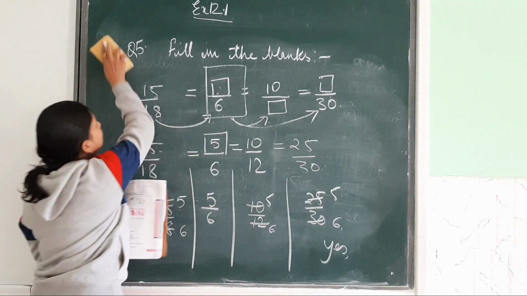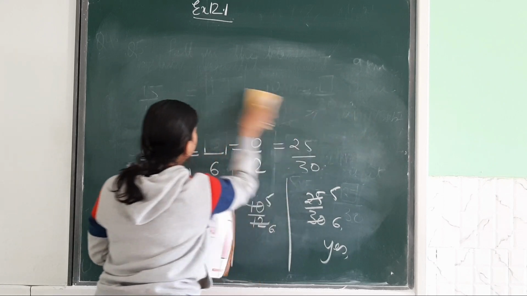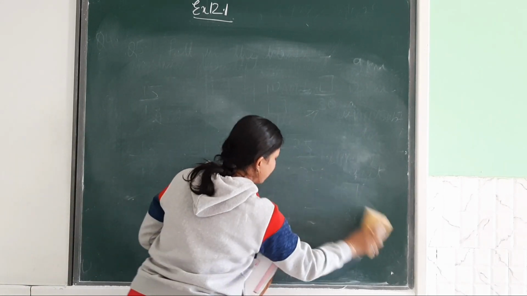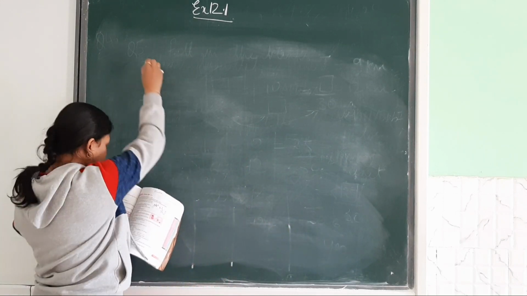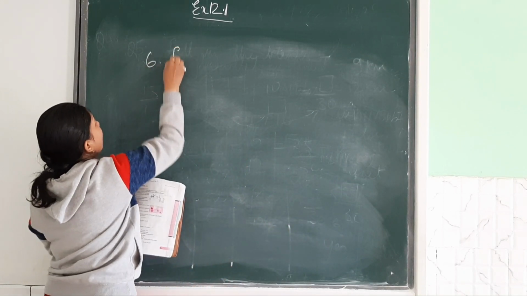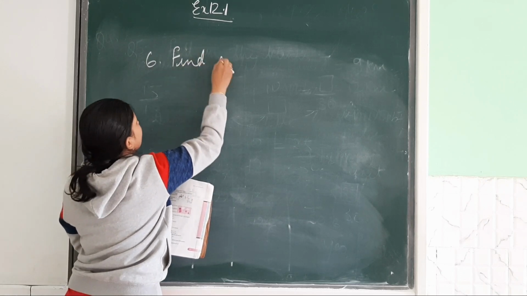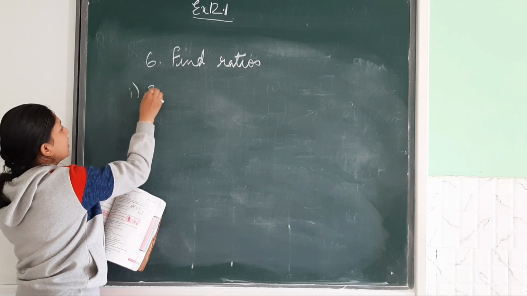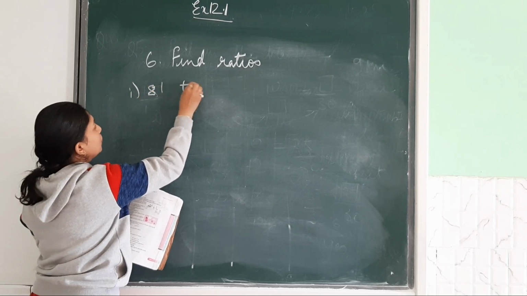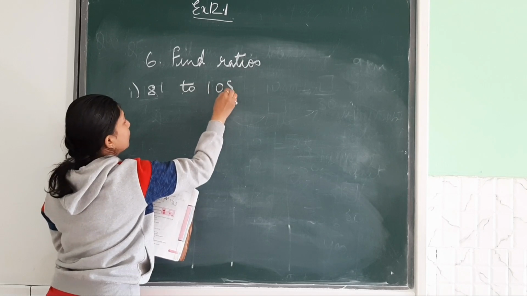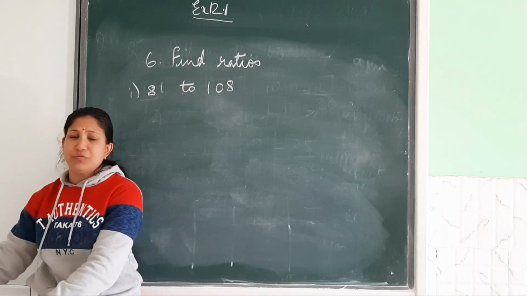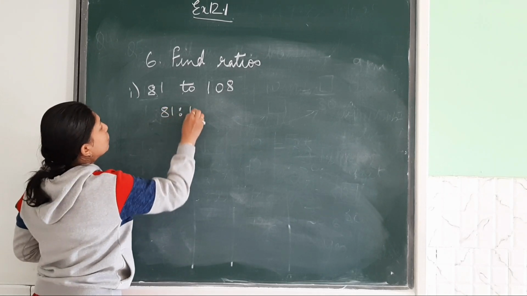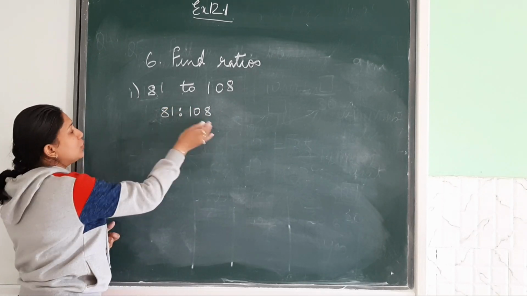I will explain the sixth question also, so that you can do some work at home and prepare well for your exams. Now see children, the sixth question is find the ratio. Find the ratios of what? See, the first one is 81 to 108. Simply children, whatever number is there, the ratio of 81 is to 108. Try to simplify it.